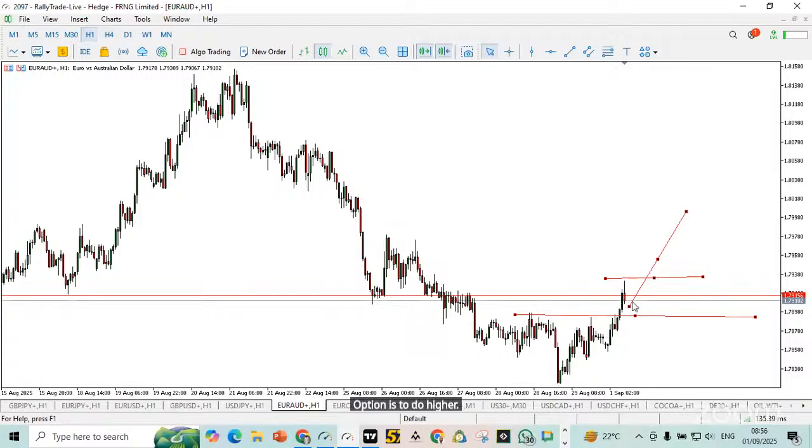That is the only time you will be activated, if price goes higher. So Euro AUD is giving strong buy opportunities on the chart.